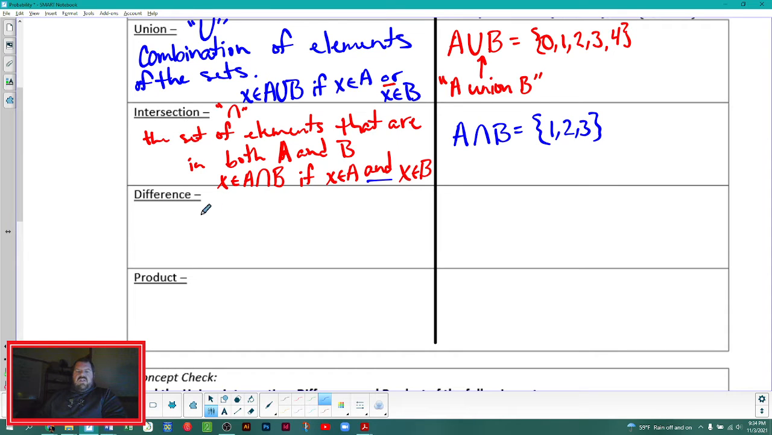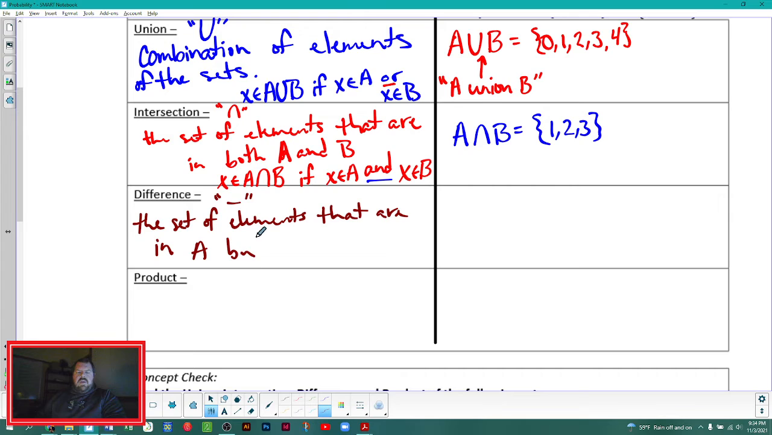The next one we have is the difference between A and B. I'll go ahead and get this part out of the way. I seem to always want to put this later. We use subtraction, as we usually do for difference, a subtraction symbol. And this would be the set of elements that are in A but not B.